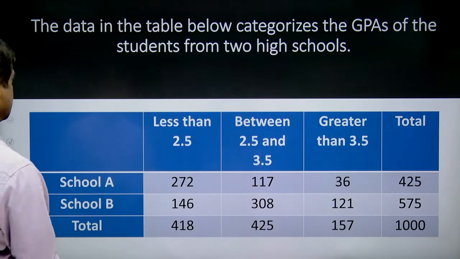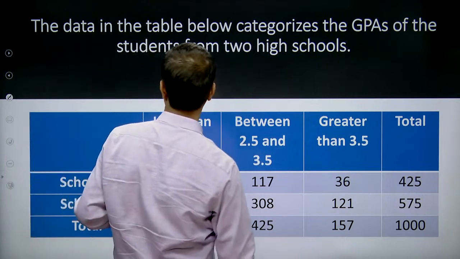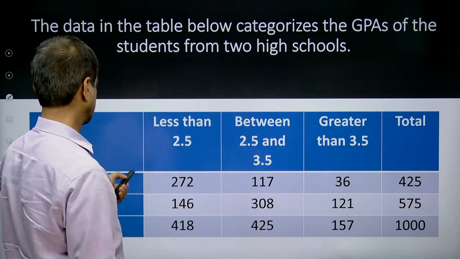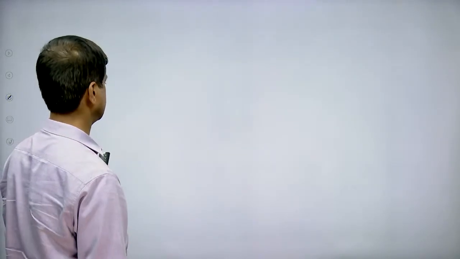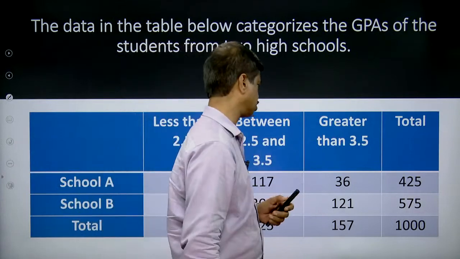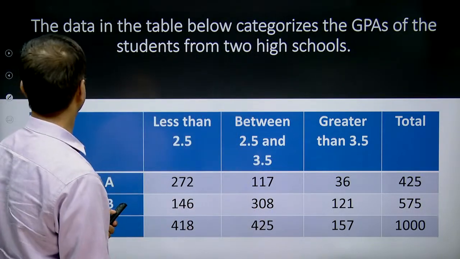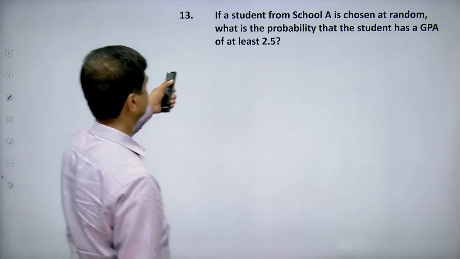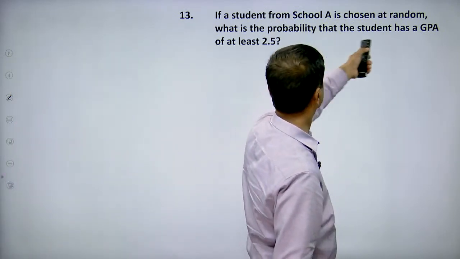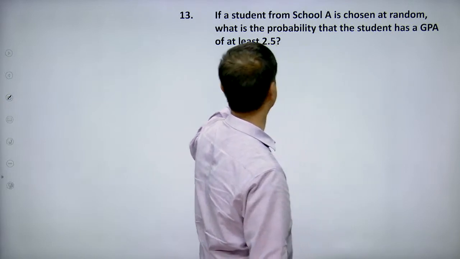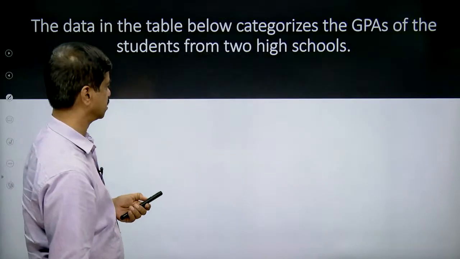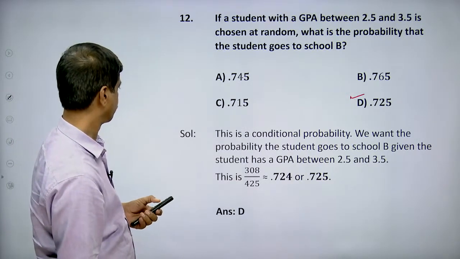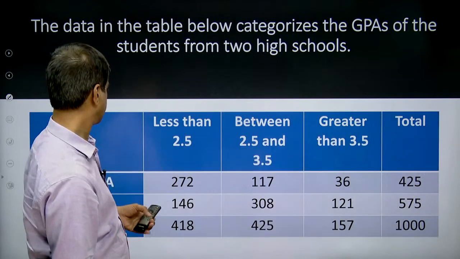Okay, children, let's go to the next question. The data in the table below categorizes GPAs of students from two high schools. 2.5, this is what it is. Same data, but the question has changed. If a student from school A is chosen at random, what is the probability that this student has a GPA of 2.5 at least? At least means minimum. Minimum 2.5, he says. So what is that?